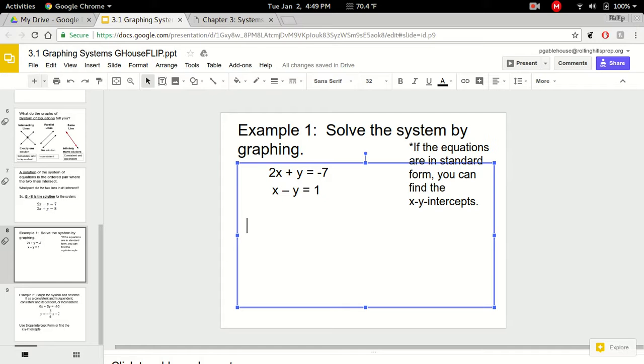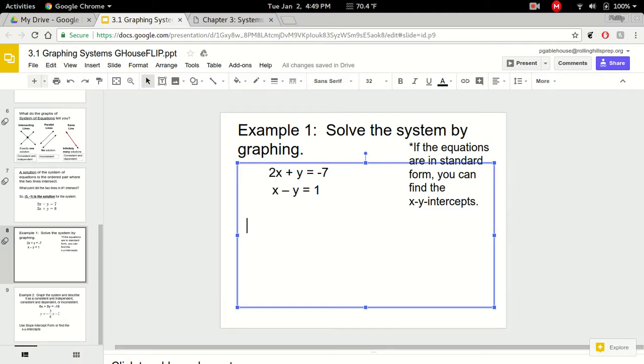I actually want you guys to stop the video at this point. I want you guys to solve both of these equations for y. So put them into y equals mx plus b form, and then after you've found y equals mx plus b, come back to the video. I'll have the equations up here for you guys, and you guys can compare your work and see if you got the same answer. Okay, so go ahead and hit the pause button.